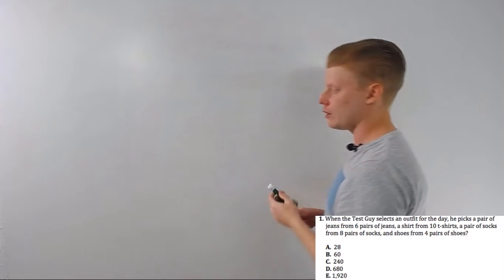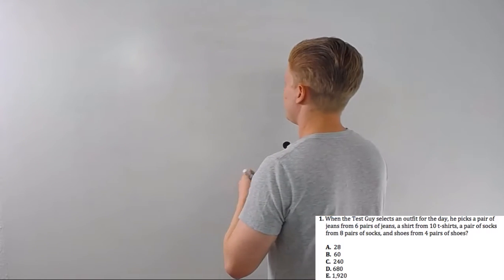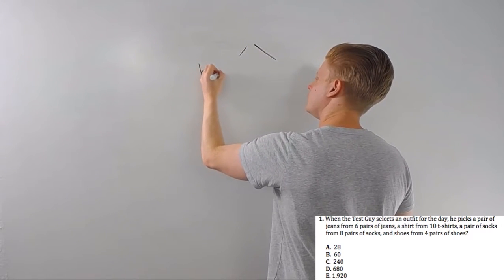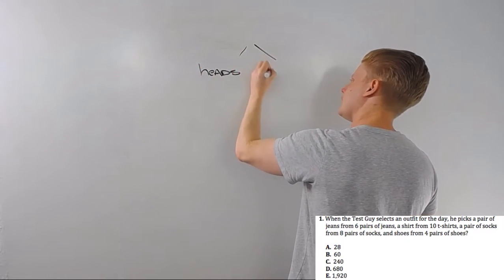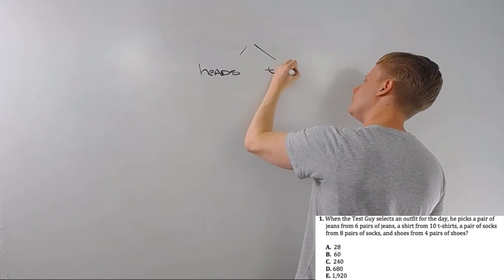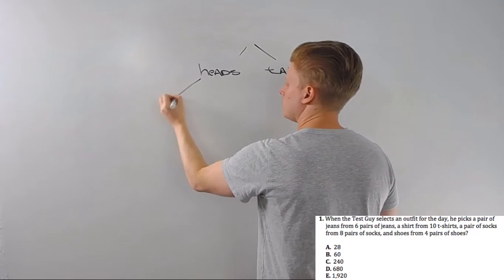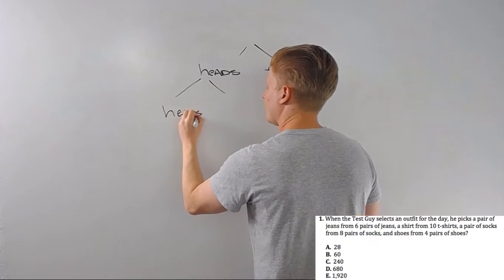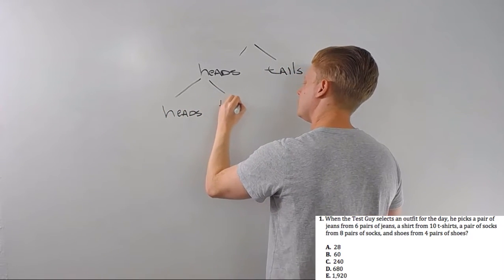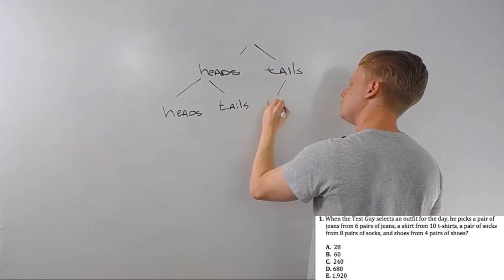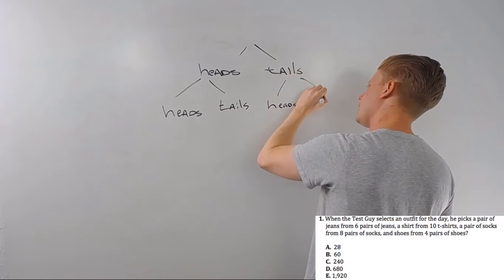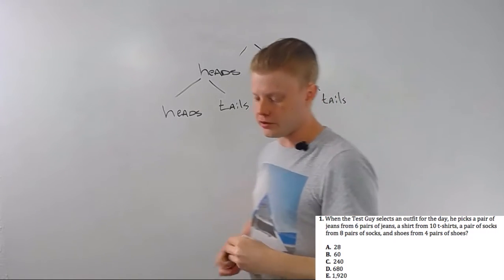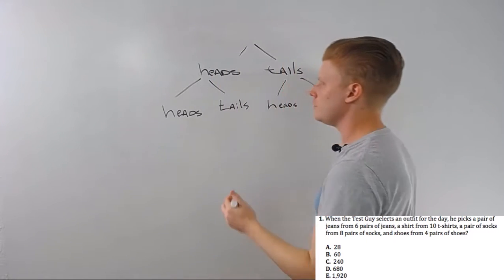Let's say that you're flipping a coin twice. Your first flip could be either heads or tails, right? And then your second flip can either be heads or tails. So let's look at the distinct outcomes, the unique outcomes.